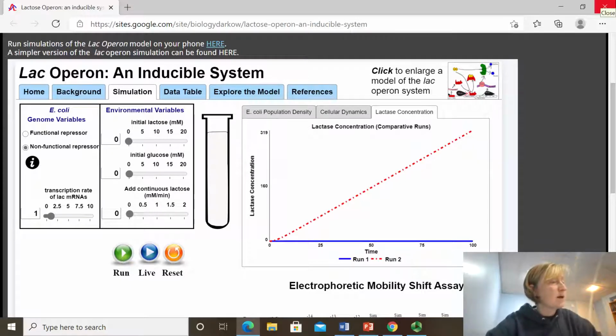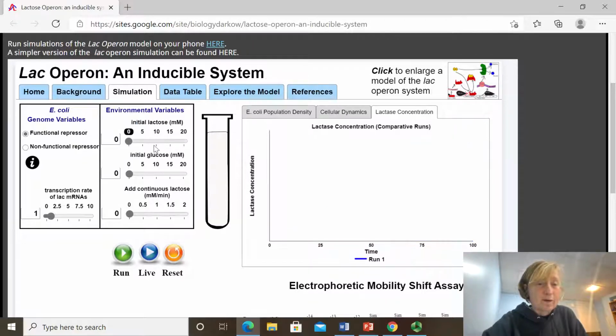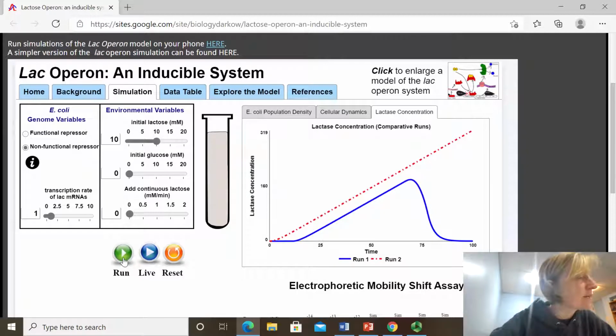Question number 3 says, when lactose, so this is not the graph that we want to look at, right? You should look at your own. Okay, there's our better graph. That's the one that we really want to look at. When lactose is present, how does removing the functional repressor, in other words, selecting the non-functional repressor, affect the amount of beta-galactosidase? Well, it goes up, right?